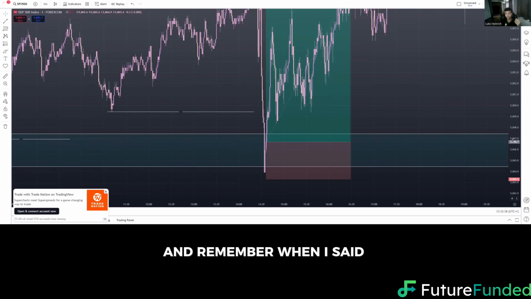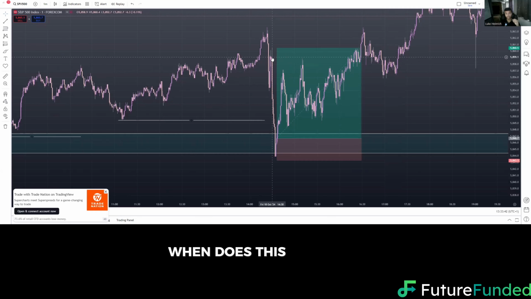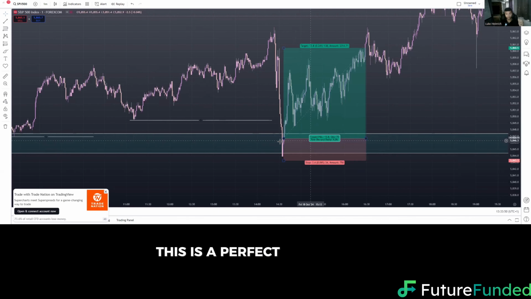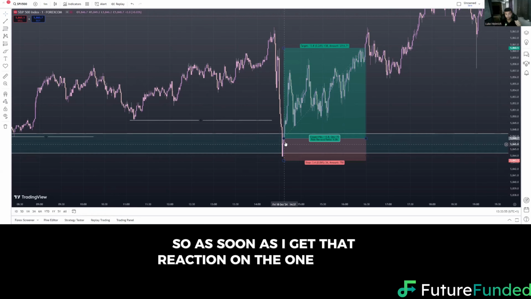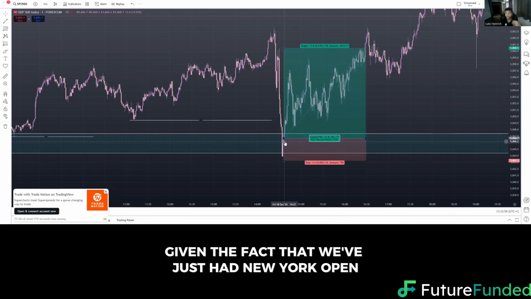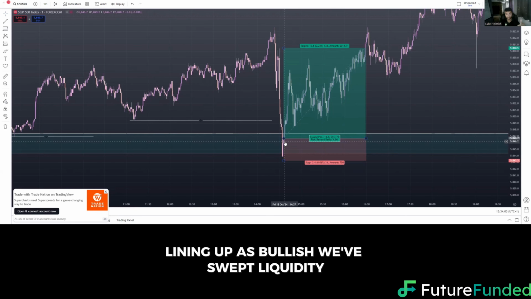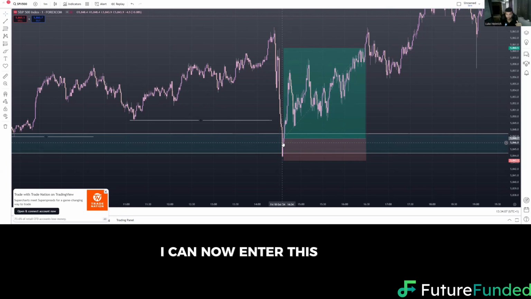And remember when I said that time plays a big factor? Well, if we have a look, when does this actually start? This starts at 2:30, New York Open. Price pumps down, takes out all the liquidity. So this is a perfect time for me to get into the market. So as soon as I get that reaction on the 1 minute time frame, given the fact that we've just had New York Open, given the fact that we have all of the time frames lining up as bullish, we've swept liquidity, we've broke structure to the upside, I can now enter this trade.